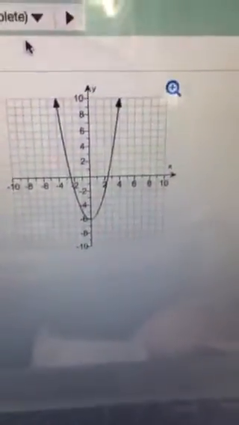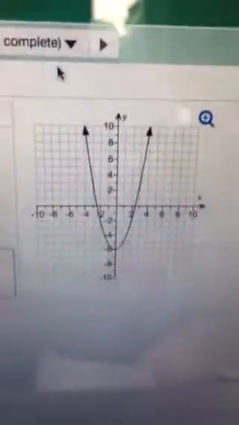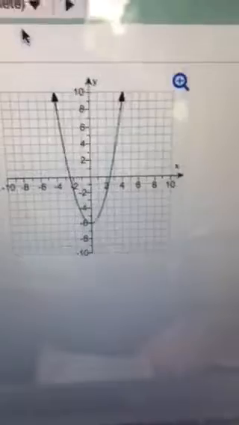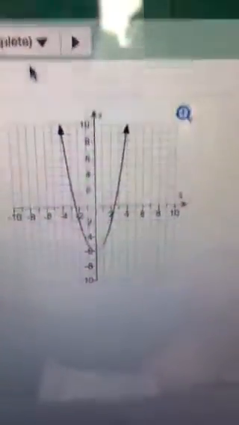Hello class, I just wanted to do a short video that covers some of the concepts that you're doing in quiz 1 in section 2.2. This is just kind of a quick overview. One of the things that this asks you to do in this section is to know how to find the domain and range of a graph.